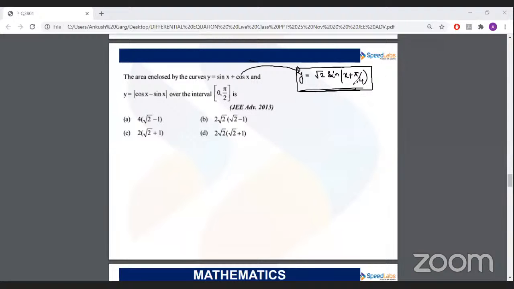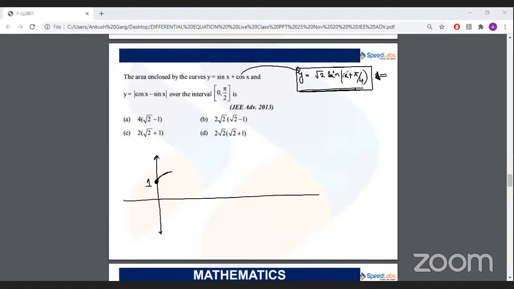Because drawing the graph of this function is easy, how would you draw the graph of sine plus cos directly? First you have to combine in this way, and now you can draw the graph of this function very easily. And you have to only draw in between 0 to pi by 2. So at 0, the value of the function will be root 2 into sine pi by 4, that is 1 by root 2. So root 2 into 1 by root 2, that will be 1. What will be the maximum value? Root 2. So this will go something like this.